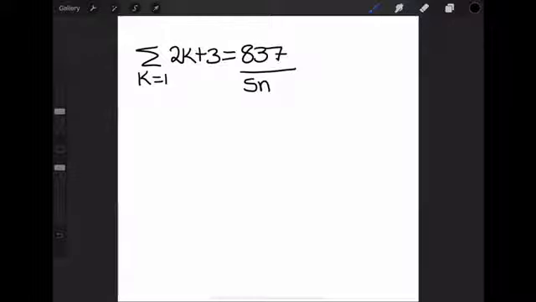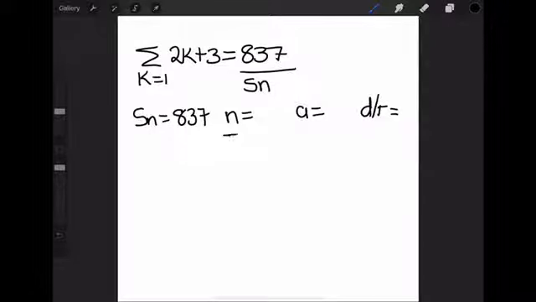So now we have to go and work out our elements, Sn, which would be 837 as indicated above, n, a, and then either d or r, right? And we would normally work out n by saying top minus bottom plus 1. But in this equation, we can see that there's no number above the sigma sign. And therefore, we can't physically work out n. And therefore, n is our missing term and what we're solving for in this equation.